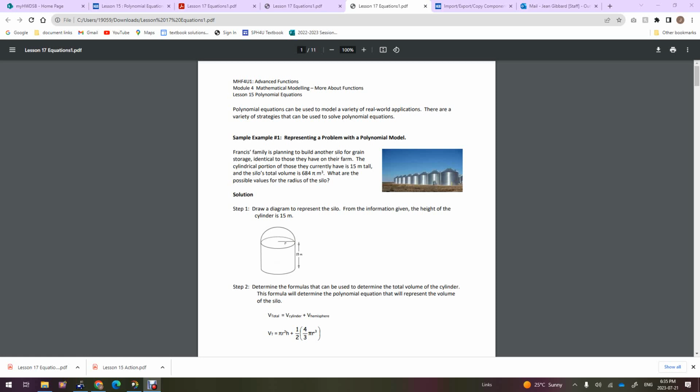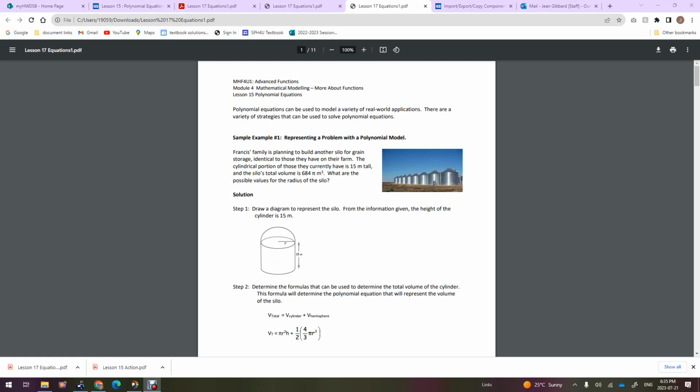Example 1. Representing a problem with a polynomial model. France's family is planning to build another silo for grain storage, identical to those they have on their farm. The cylindrical portion of those they currently have is 15 meters tall, and the silo's total volume is 684 pi meters cubed. So what are the possible values for the radius of the silo?